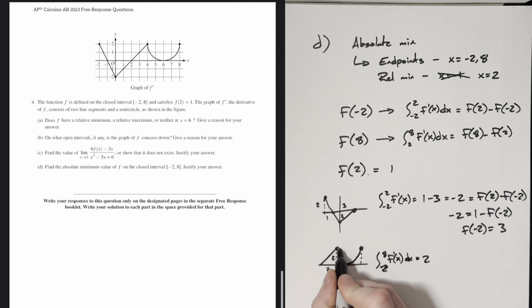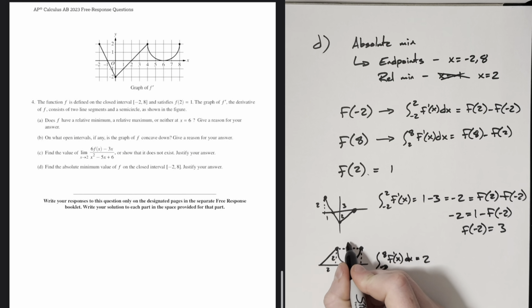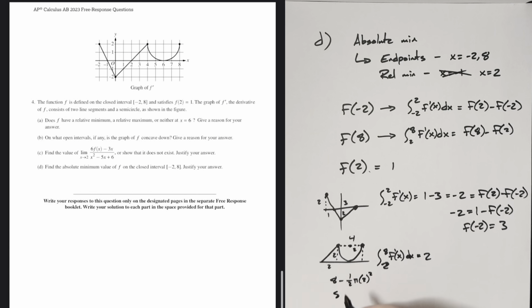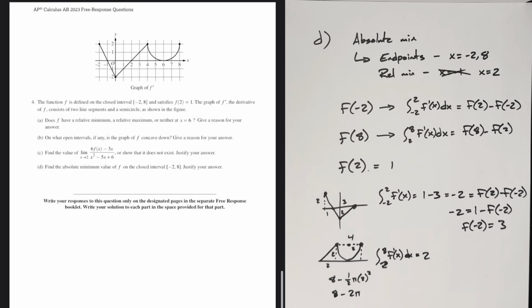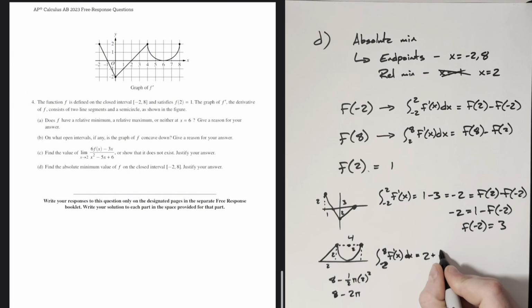And the way I can do that is by creating a rectangle, taking the area of the rectangle, and then subtracting out the area of the semicircle. The height of the rectangle is 2. The width is equal to 4. So this rectangle's area is equal to 8. The area of the semicircle, the radius 2, is equal to 1/2 pi times 2 squared, which simplifies down to 2 pi. So the area is 8 minus 2 pi. And it's above the x-axis. So it'll be 2 plus 8 minus 2 pi.